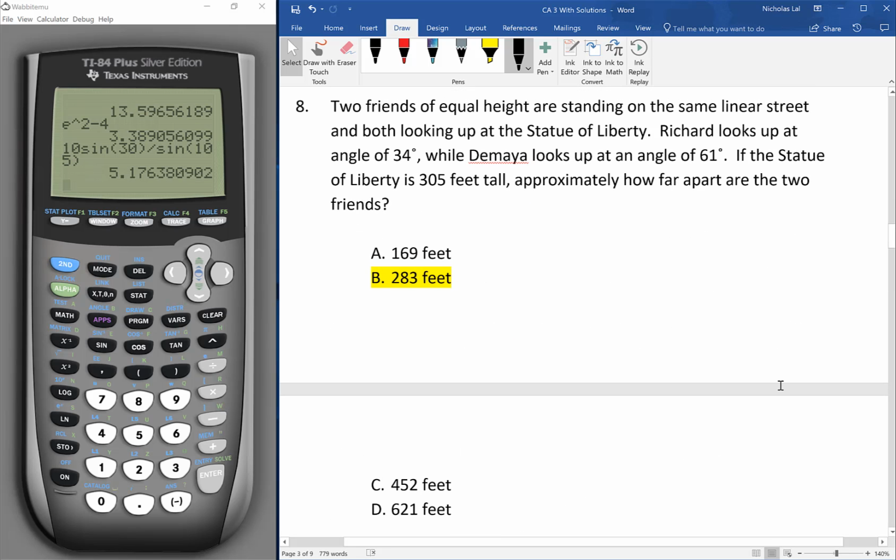Two friends of equal height are standing on the same linear street and both are looking up at the Statue of Liberty. Richard looks up at an angle of 34 degrees, while Demaya is looking up at an angle of 61 degrees. If the Statue of Liberty is 305 feet tall, approximately how far apart are the two friends?